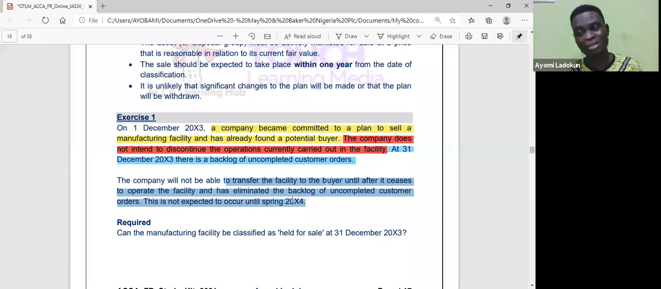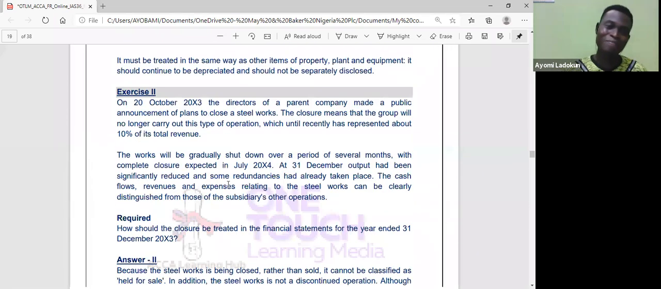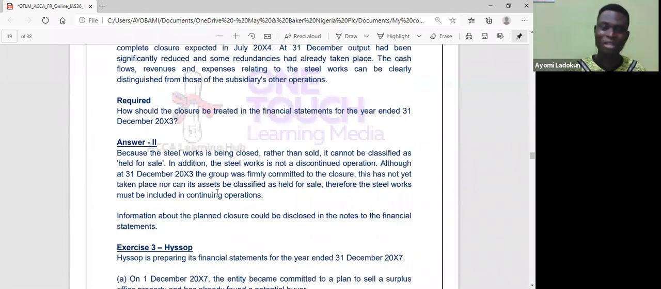But in your exams, you can't tell the examiner no and move away. No, you have to explain why. I can't classify it as held for sale just because the asset is not available for immediate sale in its present condition. That is the answer. So you can see your answers there. You can pick it up. So you have exercise 2. You can take a look at it.